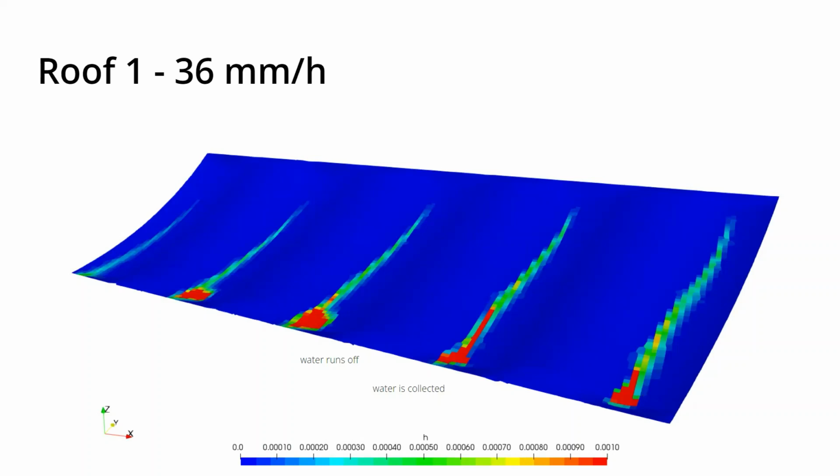So this is a very handy and fast tool to make these decisions where your water will run off your building, and you can then reshape your roof so that water is collected in regions that you want it to be collected.